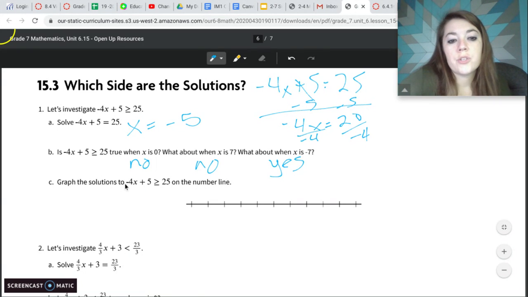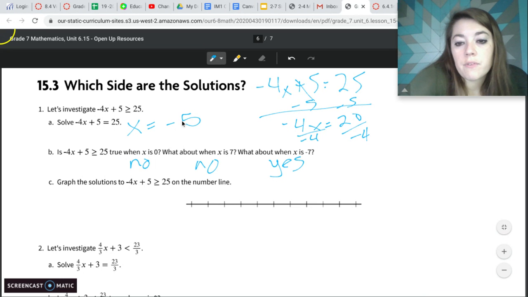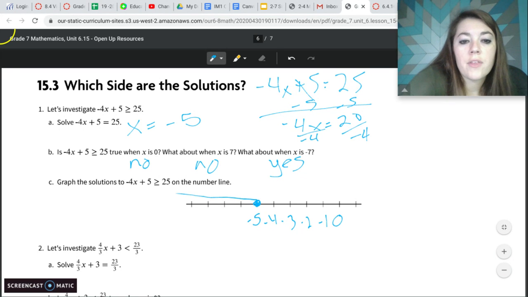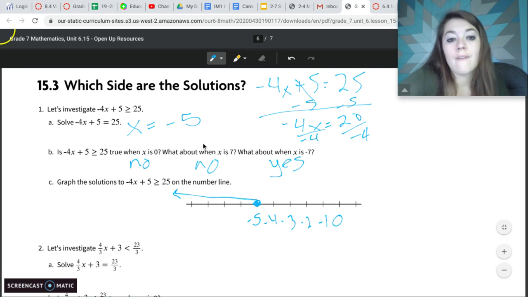So graph the solutions to negative 4x plus 5 is greater than or equal to 25 on the number line. Remember up here, we solved it's at negative 5. So we've got 0, negative 1, negative 2, negative 3, negative 4, negative 5. It can be negative 5, so it's a closed circle. And then everything less than it, since 7 and 0 both didn't work, but negative 7 did. So it's everything to the left, going less than.